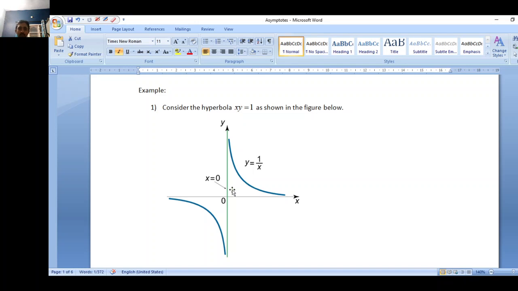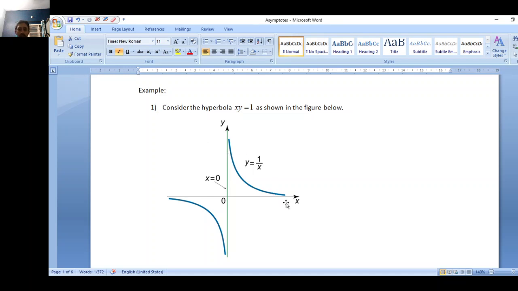As I said, this is a rectangular hyperbola. So if you look at the curve and observe carefully, you see that the curve looks as if it is going to touch the x-axis and the y-axis as x and y keep on increasing. So as you can see, as we increase the values of x and y, the curve goes closer and closer to both the x-axis and the y-axis.